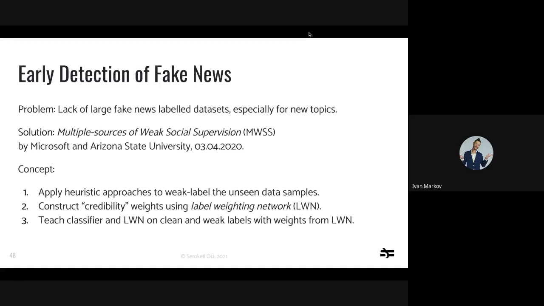Basically, what they did is they proposed the concept of weak labels. They considered the situation when they have very little cleanly labeled data and a lot of unlabeled, unseen data samples. They applied some heuristic approaches in order to propose weak labels to unseen data samples. Basically, it's done by analyzing social interactions on media, reactions of people, how controversial they are, and some heuristics. Like this, they managed to label unseen data points as real or fake.